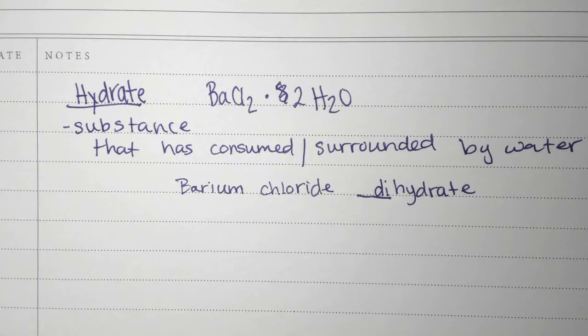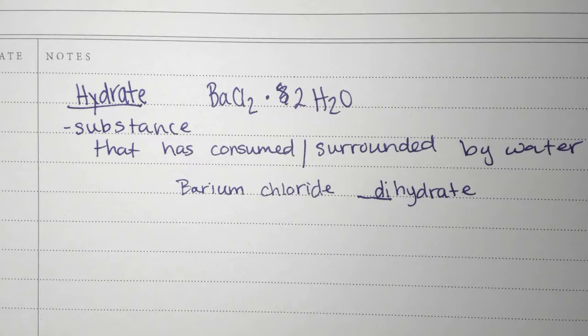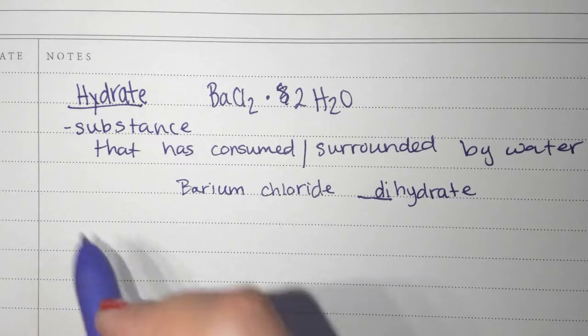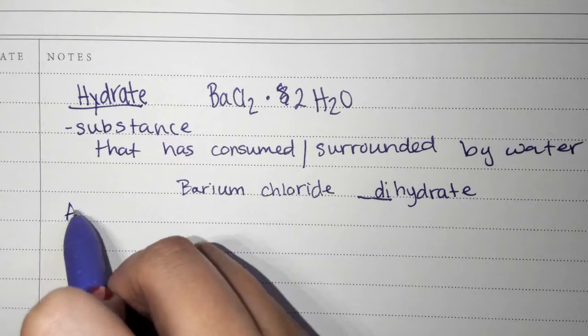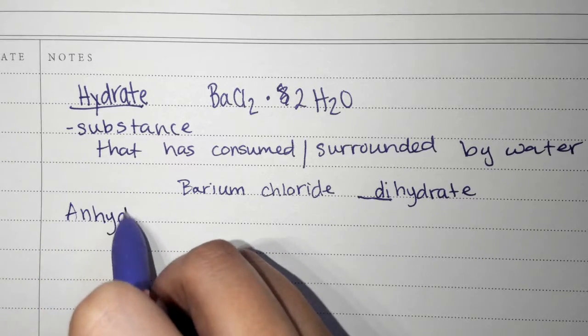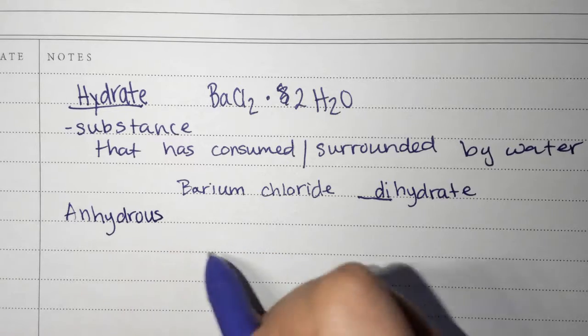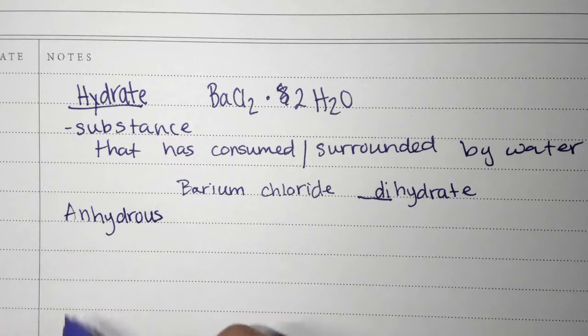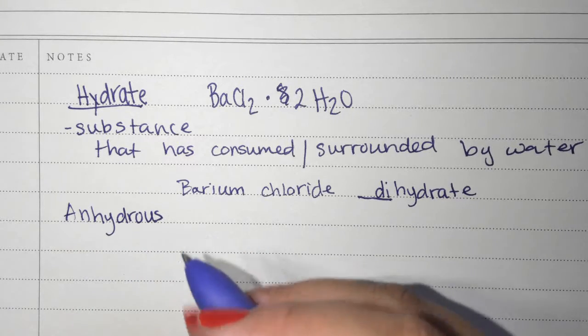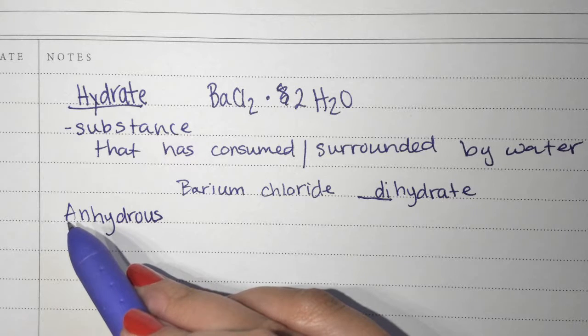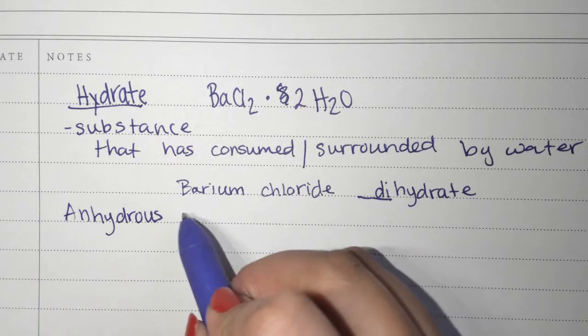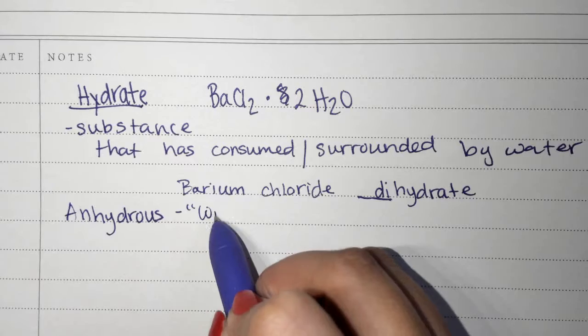So now that we know what a hydrate is and how to name them, we also need to understand what anhydrous means. Anhydrous, of course, if you're hydrated, that means you contain water. If you see an "an" in front of it, it's the opposite. So this just means without water.